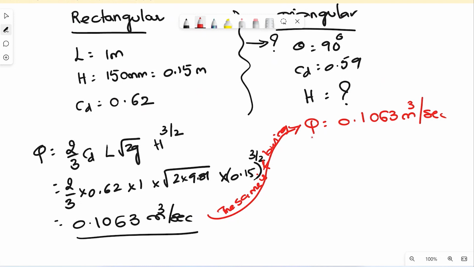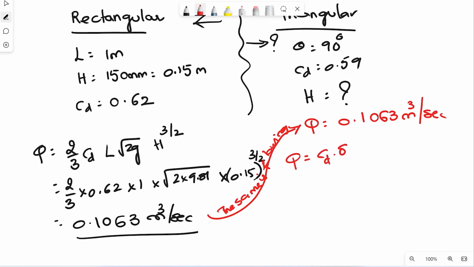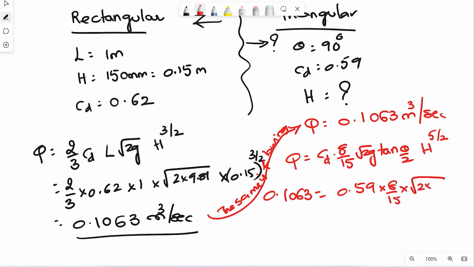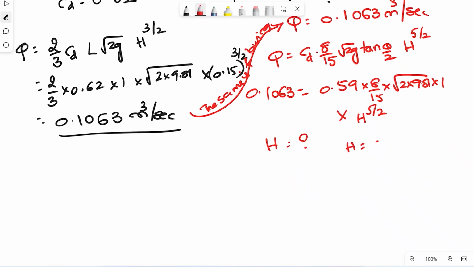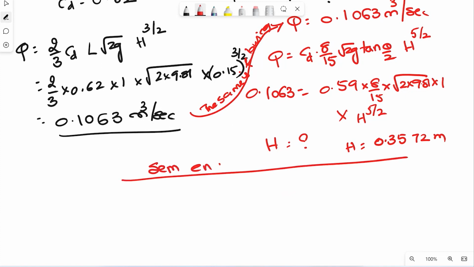Now for the triangular notch, Q is equal to CD 8 by 15 root 2g tan theta by 2 H to the power of 5 by 2. Q is already known, 0.1063. CD is 0.59 into 8 by 15 into root of 2 into 9.81, tan theta by 2 means tan of 90 degrees by 2, tan 45 degrees, which is 1, into H to the power of 5 by 2. So what is H? If you calculate, H is equal to 0.3572 meter. It is a prominent question that was given in the semester exam very recently.